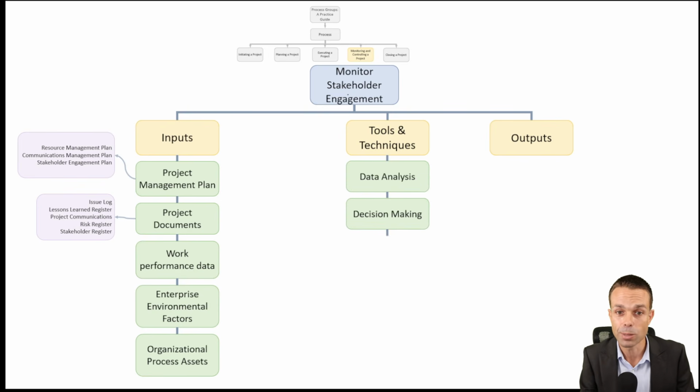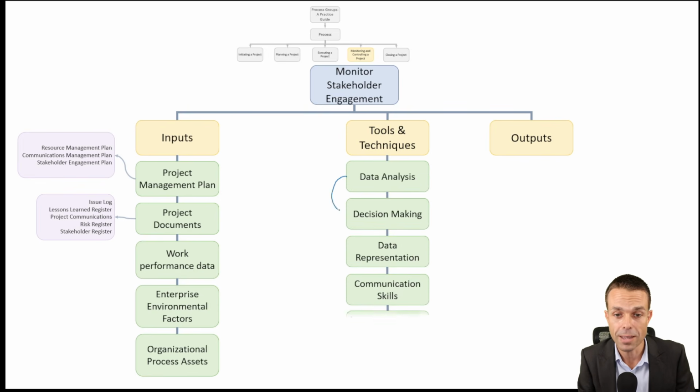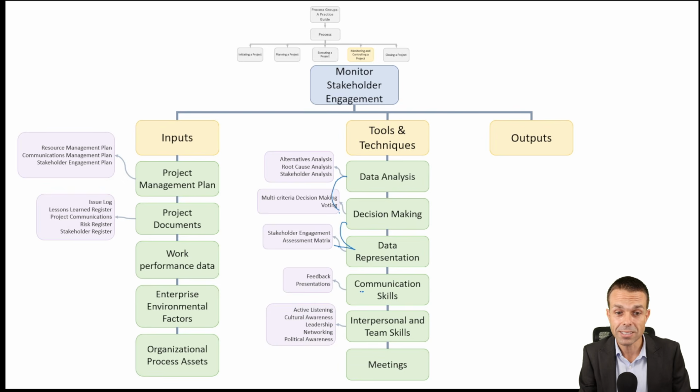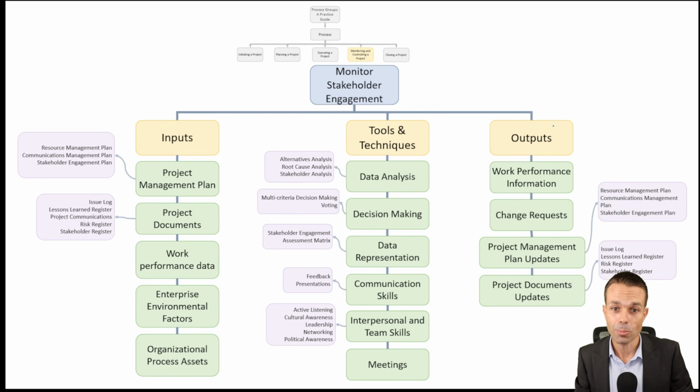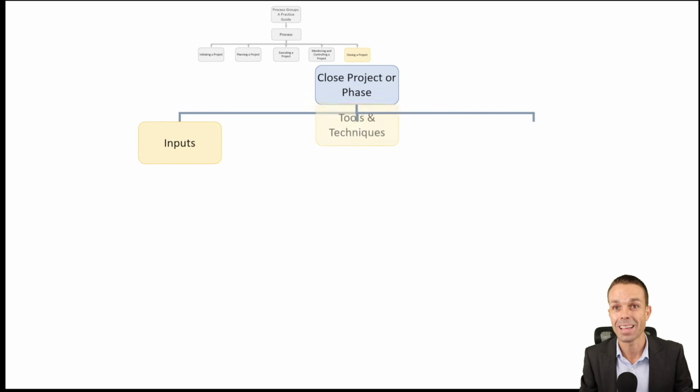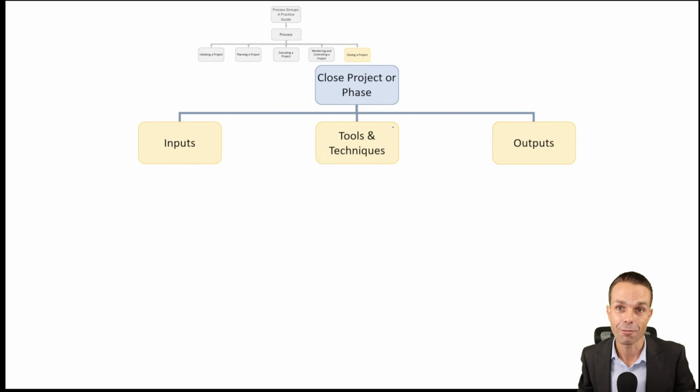And data analysis will be a tool and technique. Decision making, data representation to represent the data on our stakeholders, so stakeholder engagement assessment matrix. Communication skills for feedback or presentations, interpersonal and team skills, meetings with our stakeholders. Outputs for monitoring stakeholder engagement will be our work performance information, change requests, project management plan updates, and project documents updates. And lastly, you made it, closing that project or closing that project phase.